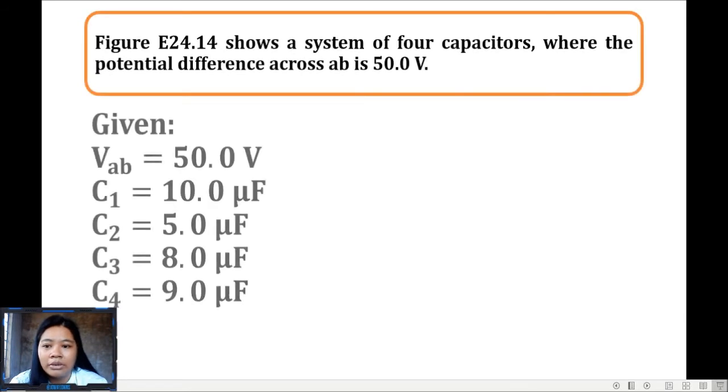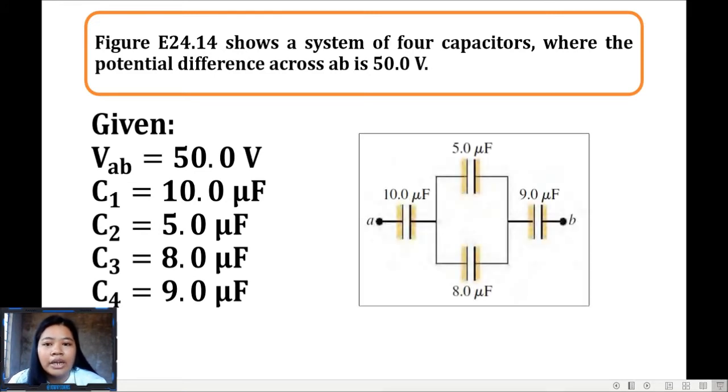So our given values are potential difference 50 volts, and then we also have the figure here on the right side. So I've taken the liberty of renaming the capacitors as C sub 1, C sub 2, C sub 3, and C sub 4 for our guidance also. So C sub 1 is 10 microfarad, C sub 2, 5 microfarad, C sub 3 is 8 microfarad, and C sub 4 is the 9 microfarad.